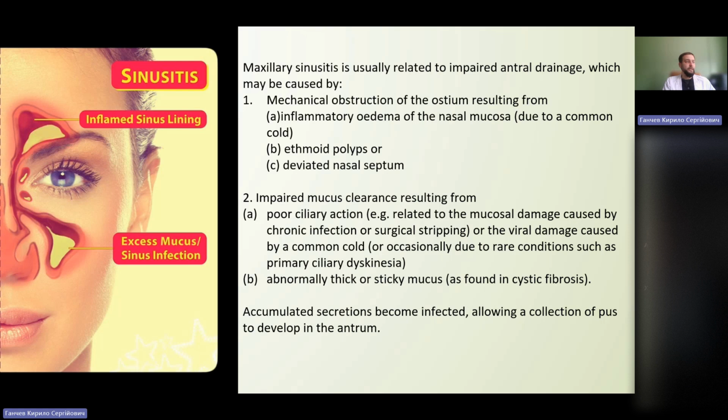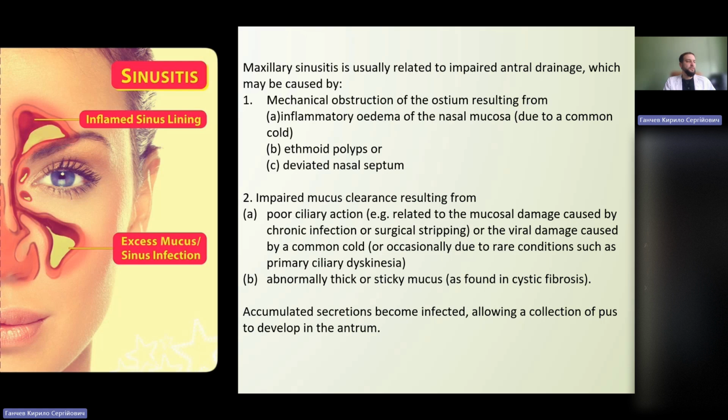Maxillary sinusitis is usually related to impaired antral drainage, which may be caused by mechanical obstruction of the ostium resulting from inflammatory edema of the nasal mucosa due to a common cold, ethmoid polyps, or deviated nasal septum. And the second cause is impaired mucus clearance resulting from mucociliary dysfunction, for example, related to mucosal damage caused by chronic infection or surgical stripping, or viral damage caused by a common cold, or occasionally due to rare conditions such as primary ciliary dyskinesia. And we have abnormally thick or sticky mucus as found in cystic fibrosis.